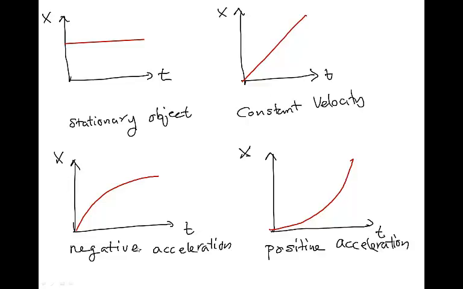In the third graph, we can see the slope decreases with time. So slope decreases means the velocity decreases. The velocity decreases when there is an acceleration in the negative direction. So we can say there is a negative acceleration or an acceleration in the negative direction. On the other hand, in the last graph we can see the slope is increasing, so it's a positive acceleration.